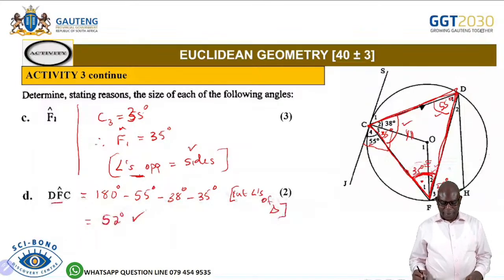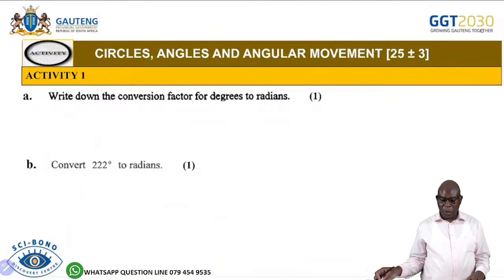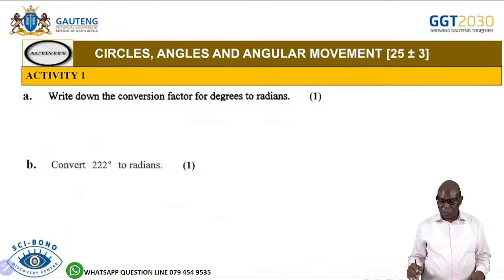Okay, right. So in Euclidean geometry, all these questions that I've done now, they can give you up to 18 marks out of 40. Okay, that's your minimum mark. Remember, you still have other questions there, but this is the minimum mark. Okay, the last topic that I'm going to look at now is circles, angles, and angular movement, which is 25 marks. But the 25 marks, remember, it's only for circles, angles, and angular movement. And the 10 marks, that makes it a 35, will be on measurement. Okay, so the 25 marks will be here. So the 10 marks will be on the other side.